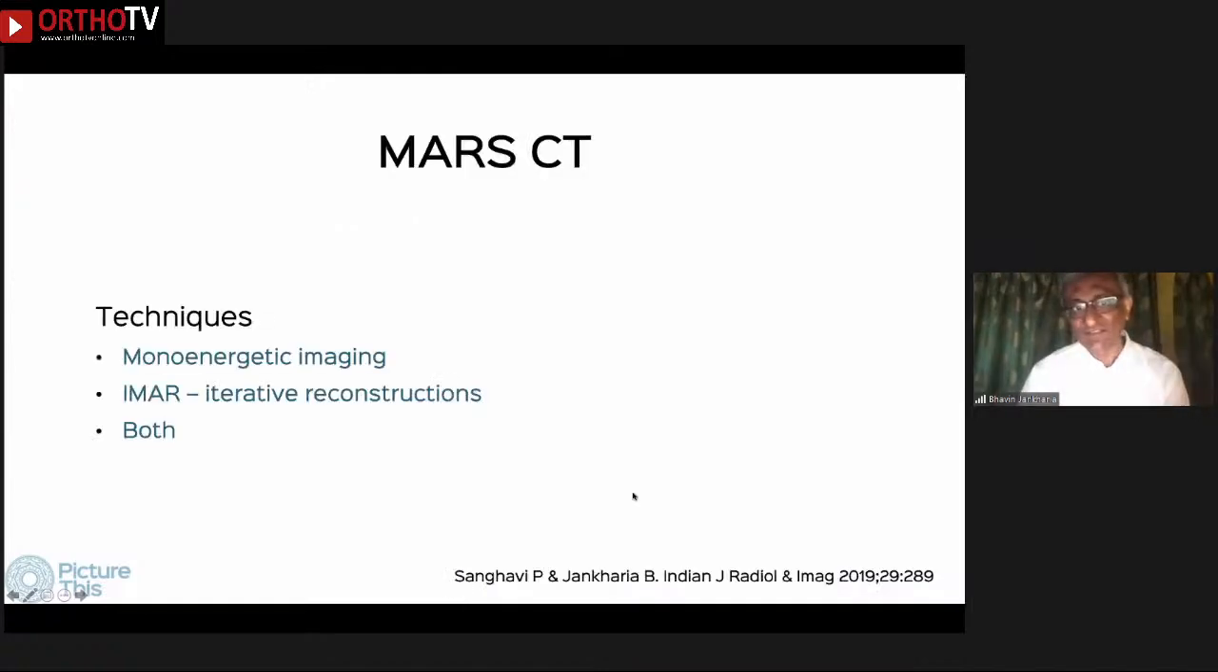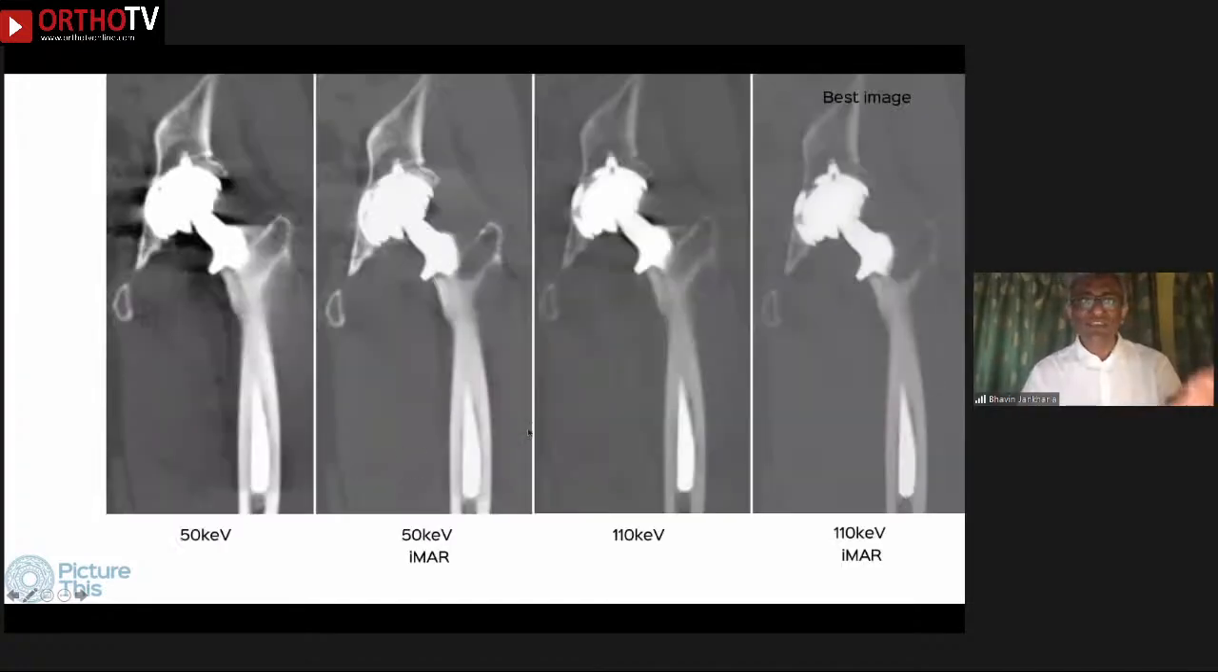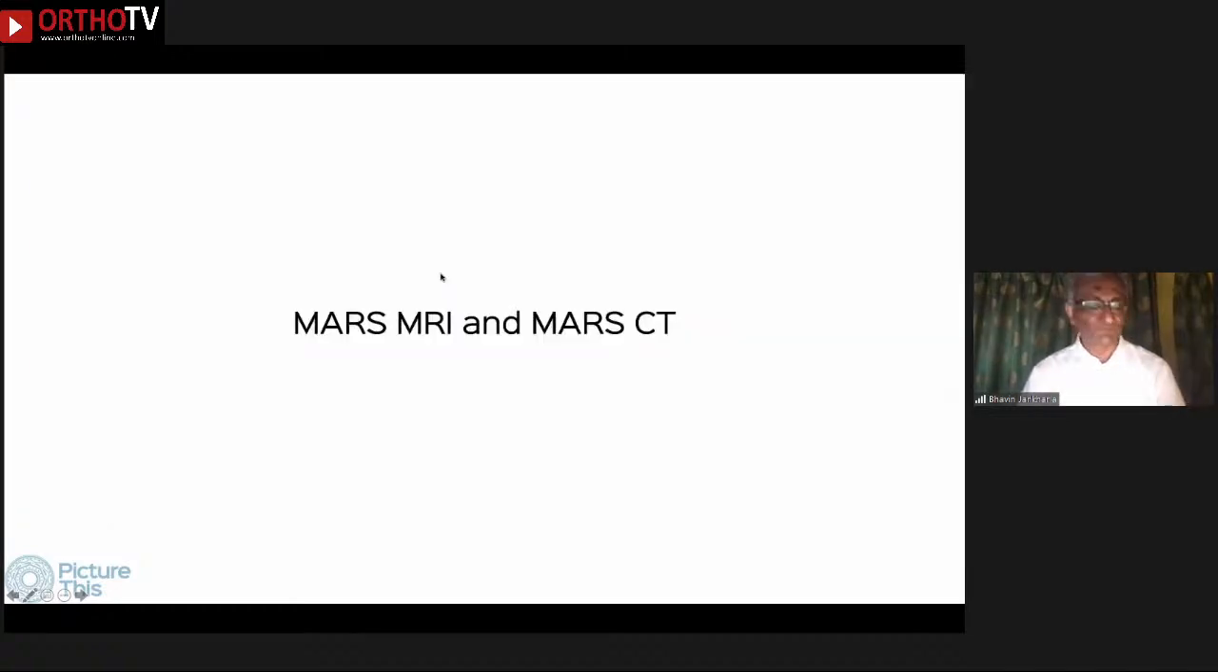We do the same with CT as well, where we use monoenergetic imaging, some iterative reconstruction. So again, a lot of jugglery there, and then we can reduce the artifacts significantly. Here we've used a high keV with the iterative reconstruction, and you add both of those, and you can see there's really no artifact in this patient with the THR as compared to the other sequences here. And so let's just jump into the cases.